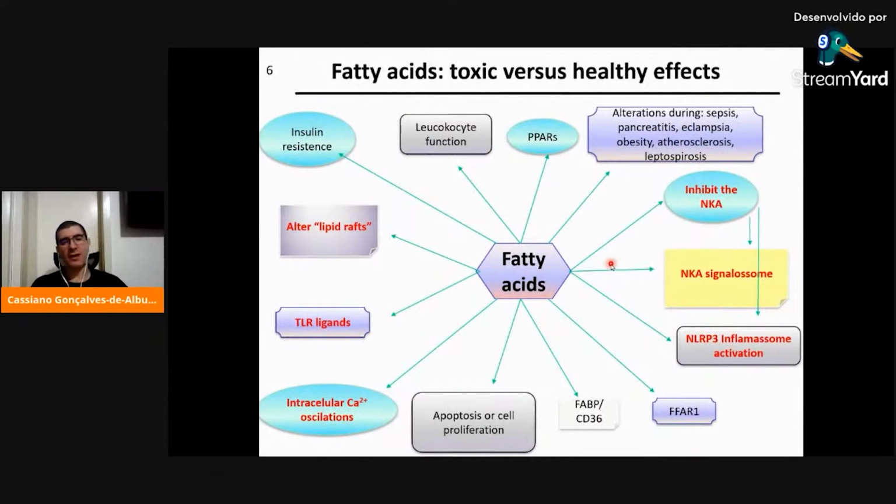In fact, fatty acids can be toxic or have beneficial effects. Here I show different effects of fatty acids. Fatty acids can alter lipid rafts, can bind to TLR, can inhibit the NKA, which may trigger intracellular signaling as signalosome or NLRP3 inflammasome, or lead to calcium oscillations.